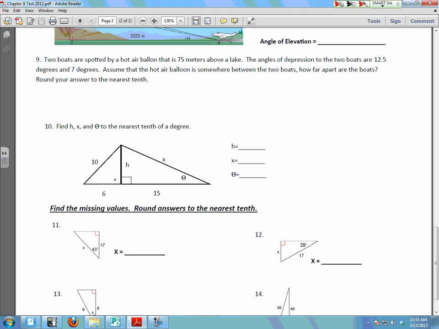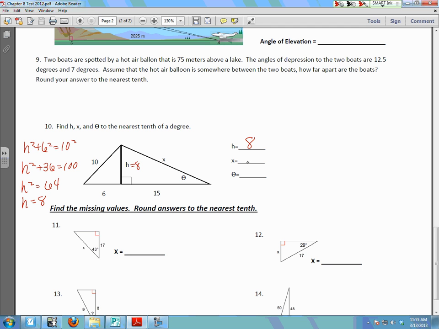So that's not a right angle, but I do know that that's a right angle. I know that that's 6, and I know that that's 10. The Pythagorean theorem is going to tell you h squared plus 6 squared is equal to 10 squared. h squared plus 36 is equal to 100. h squared then is equal to 64. h then is 8.